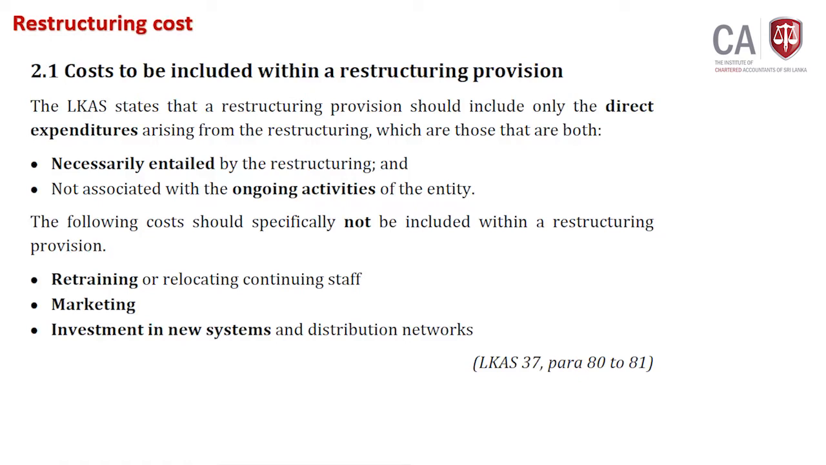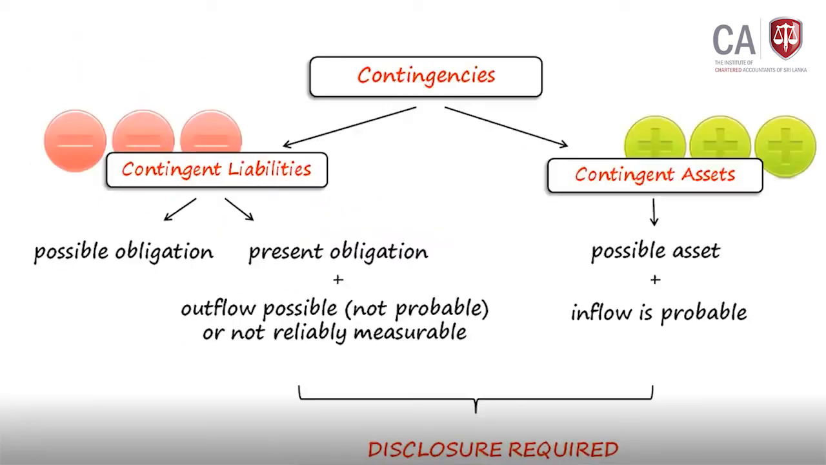Let's say you remove your business from India and are going to start a business in Australia. Then you have to do what? Marketing activities. That cost you will not consider for restructuring. And retraining and relocating staff, relocating continuing staff. So the same staff you will take to the new business also. If you retain them, that cost will not be part of restructuring. Investment in new system. Sometimes the existing system you might not be able to use in the new business line. If so, you have to incur new cost on a new system, and that will not be part of the provision.